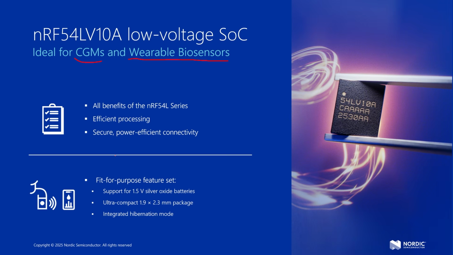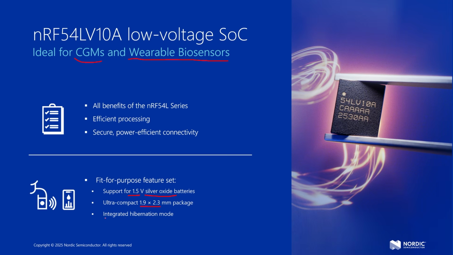But on top of that, it also brings a feature set that's a bit more fit for purpose for these types of applications: for CGMs, for wearable biosensors, and connected healthcare applications. One of them is that it supports a 1.5 V power supply, and this enables the device to be directly supplied by a silver oxide battery, which is a very common battery type used on CGMs, for example. It also brings the smallest package in the nRF54L series to date, 1.9 by 2.3 millimeters.